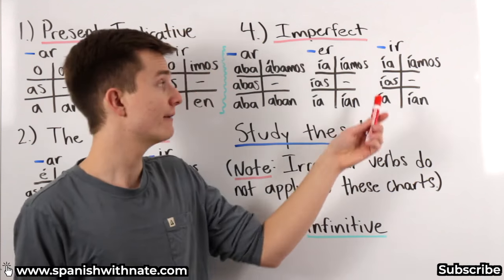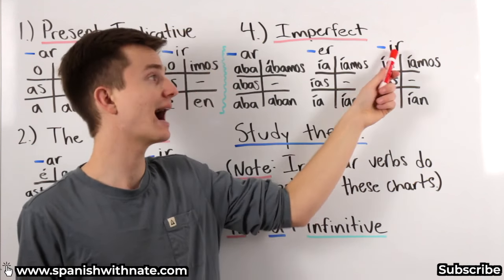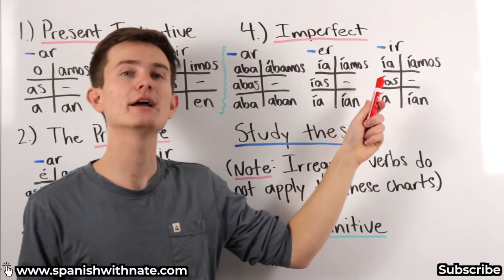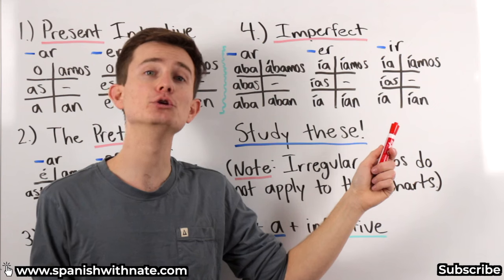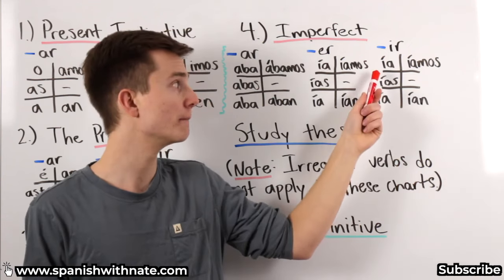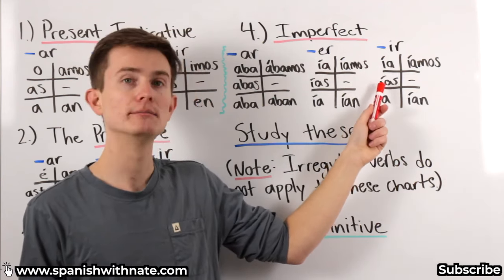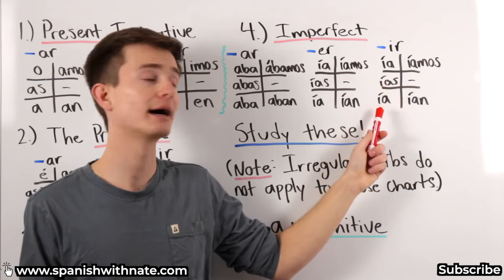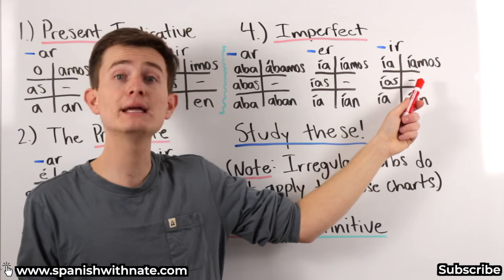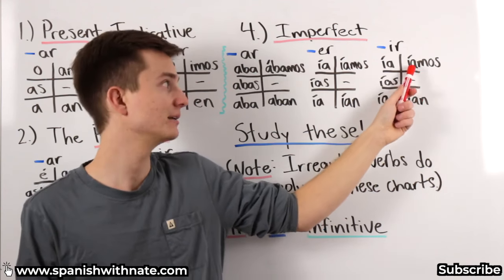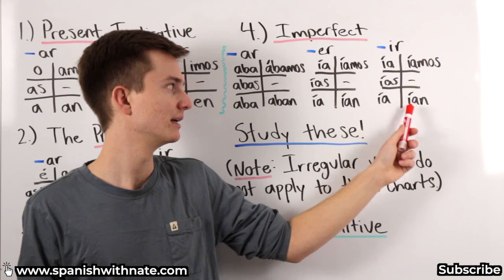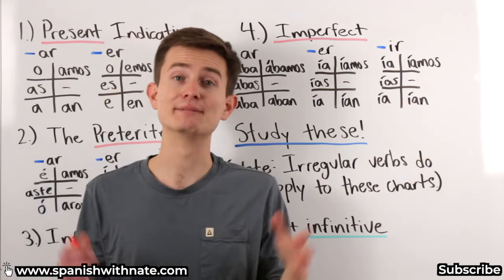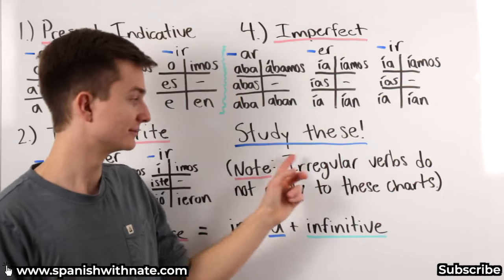All right? Finally, IR in the imperfect tense. Yo vivía. I was living, or I used to live. Yo vivía. Tú vivías. Él, ella, usted vivía. Nosotros vivíamos. Notice the accent. Vivíamos. Ellos, ellas, ustedes vivían. Okay? Alrighty. So there you have it. Like I've written here, study these.